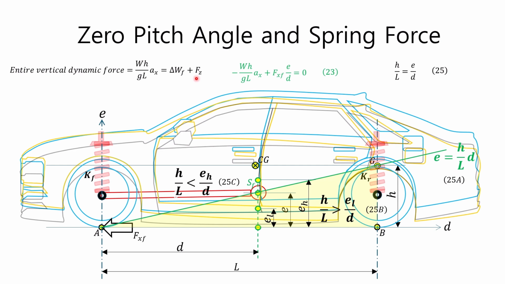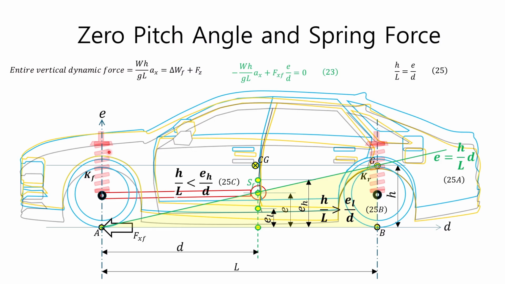For this reason, if the virtual reaction point is in the region below the green line, a force extending the spring acts to increase the front ride height, and if the virtual reaction point is in the region above the green line, a force compressing the spring acts to decrease the front ride height.